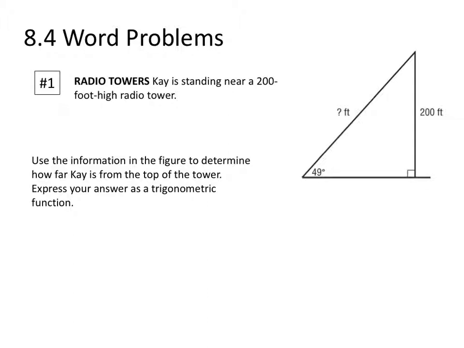K is standing near a 200-foot high radio tower. Presumably, I guess this is K. And use the information in the figure to determine how far K is from the top of the tower, so they're looking for that question mark or the hypotenuse. But they want you to express your answer as a trigonometric function. That's why I chose this problem. I think at this point by now, most of you could find that length, but they specifically asked you to express it as a trig function, so I wanted to point out the difference.